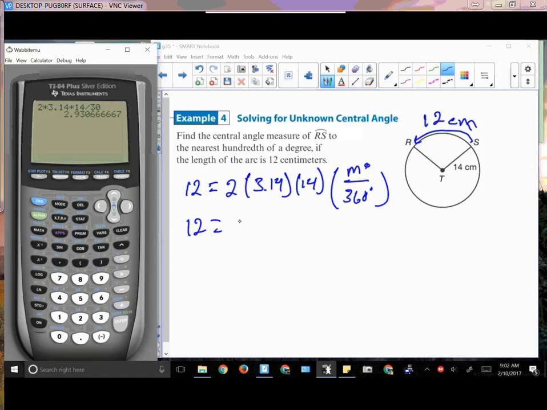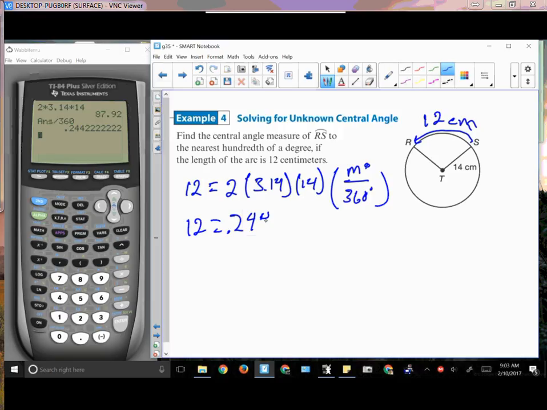So I end up with, yep, see that there? 2 times 3.14 times, why do I have a plus on there? Divided by 360. Now, is that better? So I get 0.2442 m, whatever that is.